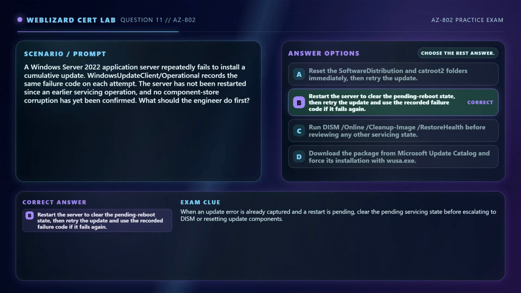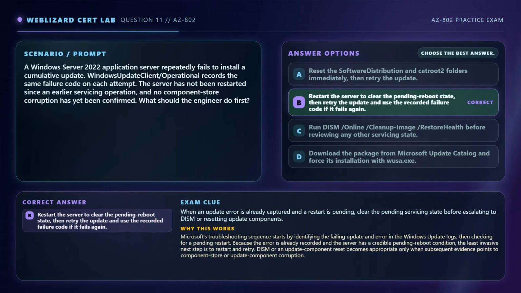The correct answer is B. Restart the server to clear the pending reboot state, then retry the update and use the recorded failure code if it fails again. Microsoft's troubleshooting sequence starts by identifying the failing update and error in the Windows Update logs, then checking for a pending restart. Because the error is already recorded and the server has a credible pending reboot condition, the least invasive next step is to restart and retry.